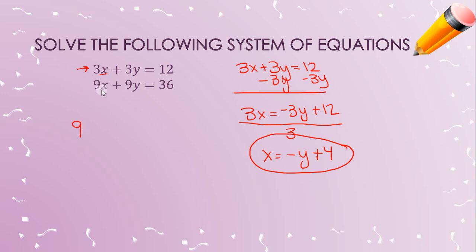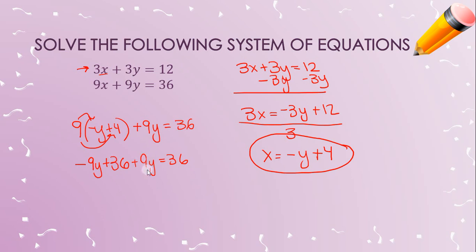So 9, and oh, I found an x. So let's pop this in there, negative y plus 4. I want to substitute negative y plus 4 for x. Plus 9y equals 36. So I just kind of finished off the rest of my problem there. Let's distribute this 9 in here. 9 times negative y, that gives me a negative 9y. 9 times 4 is 36. Plus 9y equals 36. Negative 9y plus the 9y, those cancel off, because that would just be 0, right?